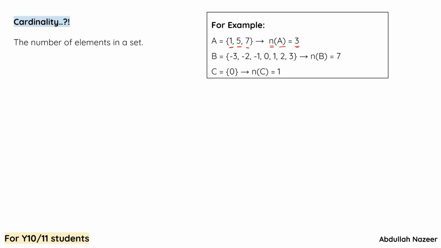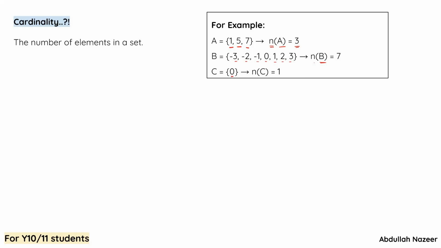In the second example, set B has the numbers 1, 2, 3, 4, 5, 6, 7. So we say the number of elements in set B is 7. In set C, we still have one element. The element is 0, but still the set has an element inside it. So n(C) is equal to 1.